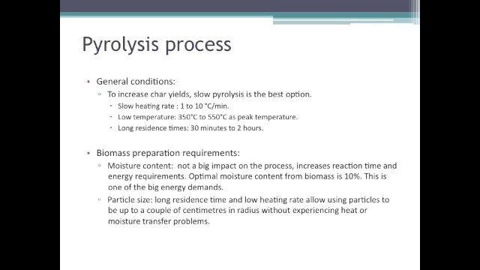Regarding particle size, long residence times and low heating rate allow us to use particles of a couple of centimeters without constraining the process for heat transfer or moisture transfer phenomena. Okay? So we are focusing on particles roughly a couple of centimeters in radius. I'm going to take a look at the biochar part.